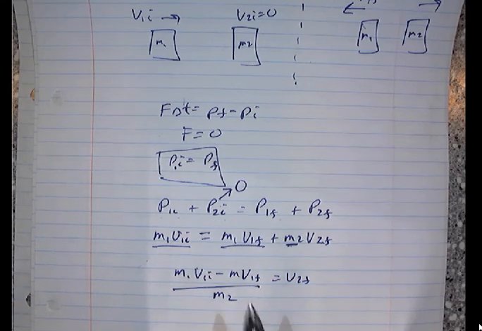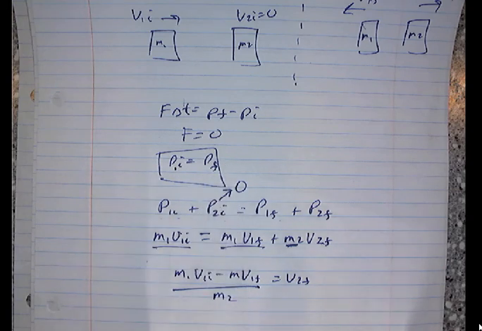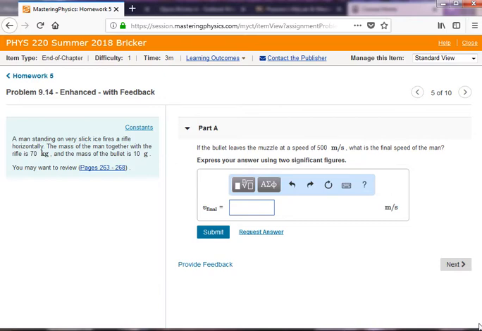Whenever you see collision, think again, the initial momentum of the system is equal to the final momentum of the system. Okay, next one, a man standing on a very slick ice fires a rifle horizontally. The mass of the man with the rifle is 70 kilograms. Okay, so the combined mass is 70 kilograms of the man and the rifle. Okay, the mass of the bullet is only 10 grams. So divide that by 1,000 and you would get 0.010 kilograms. Right, divide it by 1,000, move the decimal place over 3 spots.